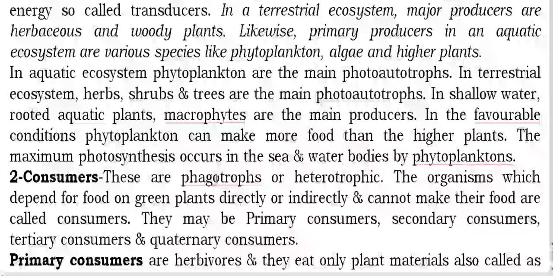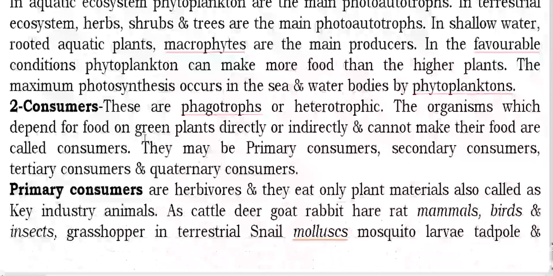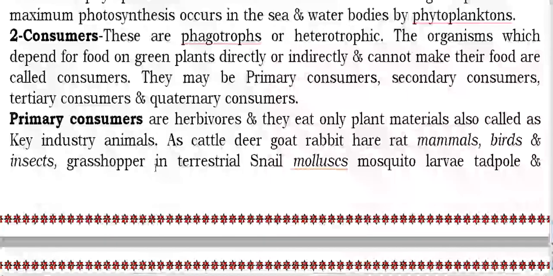Then the consumers. Consumers are plant eaters, or they are herbivorous organisms. They are phagotrophs or heterotrophic. They depend directly upon plants, so we can say they are vegetarian. They are primary consumers. Then there is the secondary consumer, which depends upon the primary consumer, and they are generally carnivores. And those who eat them are tertiary consumers and then quaternary consumers. More than four consumer levels are generally never possible.